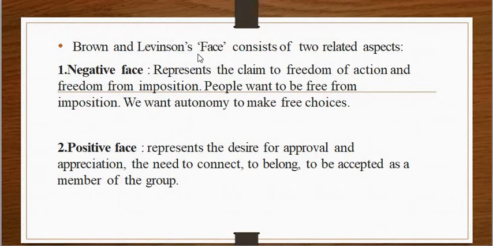According to Brown and Levinson, as everyone has their face, their face has two aspects. Everyone has negative face and positive face. So what is negative face? Negative face represents the claim, desire, demand to freedom of action and freedom from imposition. They don't want something to be imposed on them. They want freedom of action. People want to be free from imposition, from limitation, from restrictions. They want choices. They want autonomy to make free choices.